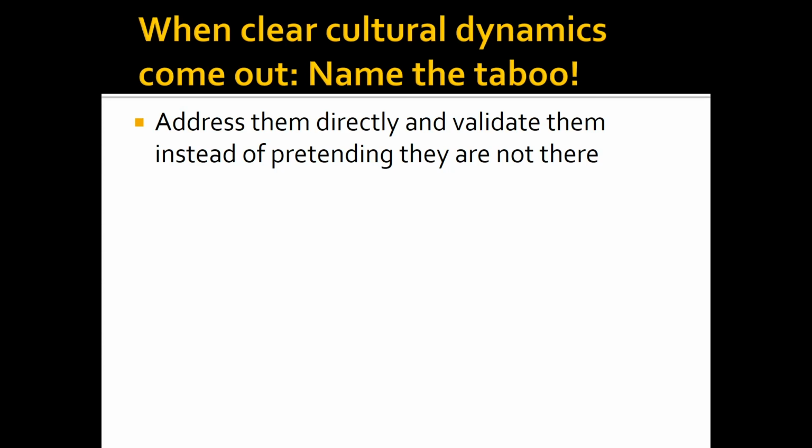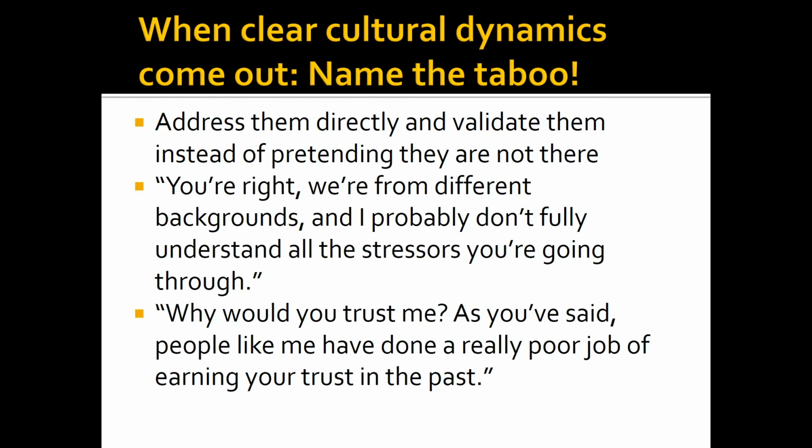So similarly, if those dynamics are coming out and you're starting to perceive them, then I suggest that you address them directly and validate them instead of just pretending that they're not there. So you can say things like, you're right, we're from different backgrounds, and I probably don't fully understand all the stressors you're going through. Or, why would you trust me? As you've said, people like me have done a really poor job of earning your trust in the past.